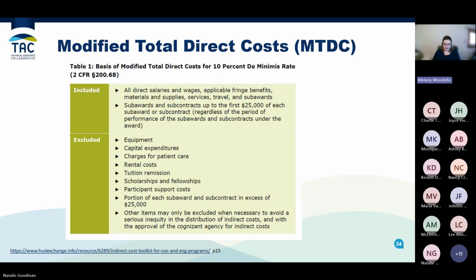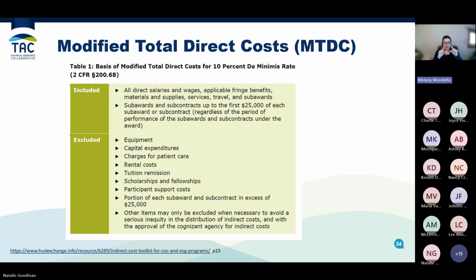What's not included in the direct costs are equipment, capital expenditures, patient care, rental costs, which is like the ding ding ding for CoC programs, tuition remission. Again, there are some things on here that aren't going to be CoC program. Also excluded is the excess above the $25,000 of the subawards that you're giving, and other items that have an equity of direct costs. Basically, just because you have a cost doesn't mean it's going to be part of your base or be excluded from your base.